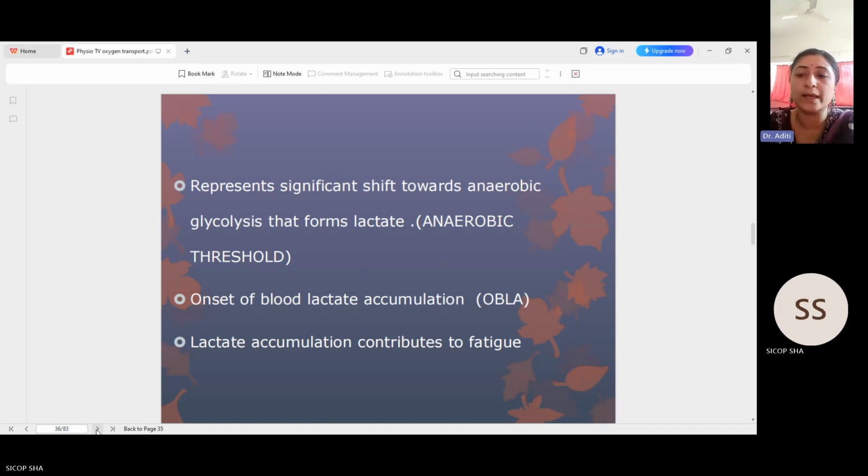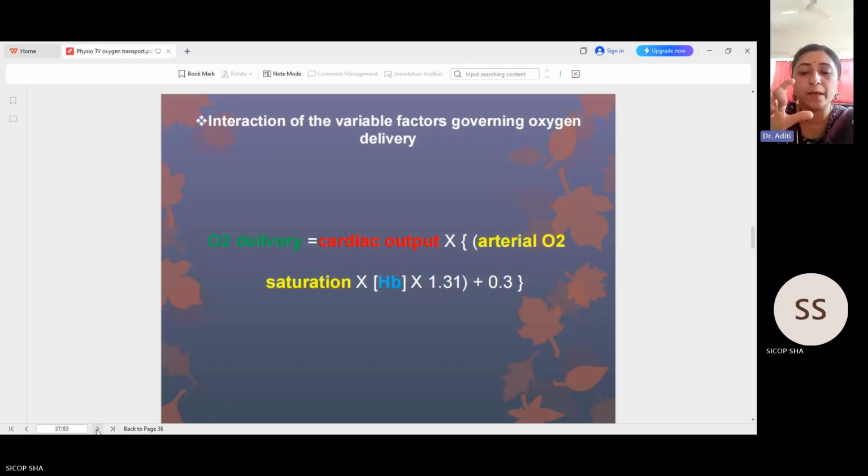It is also called as onset of blood lactate accumulation or OBLA. And lactate accumulation is one of the reasons that contributes to fatigue. Because in the initial part, oxygen levels are not able to meet the demands, you have more of the anaerobic system taking care of the oxygen deficit, and then the activity goes on when the oxygen supply meets the demands. And when the activity stops, oxygen demands do not drop immediately.